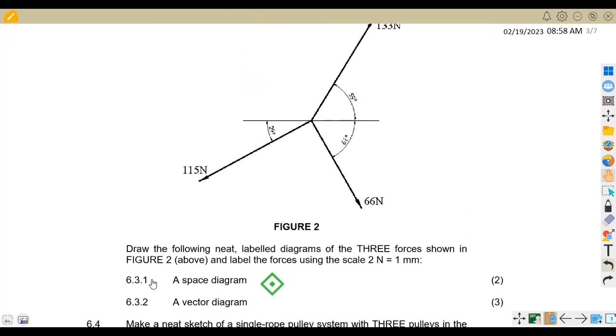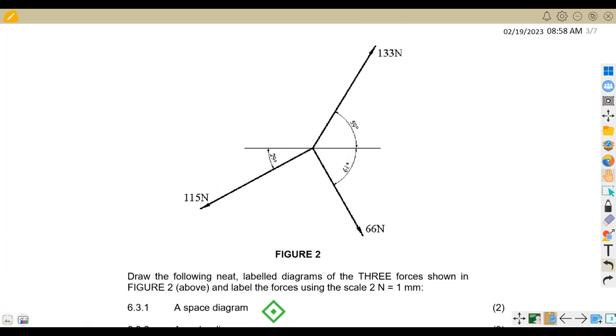Draw the following neat labeled diagrams of the 3 forces shown in Fig 2 above and label the forces using Bow's notation, scale 2 Newton. So take note, we are given there 2 Newton to represent 1 millimeter. Okay, so if you are saying 2 Newton is representing 1 millimeter, it means if we are given this one, let's say 66, all right, we are given 66 in this manner.